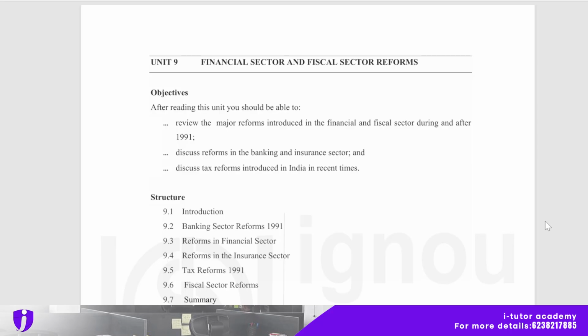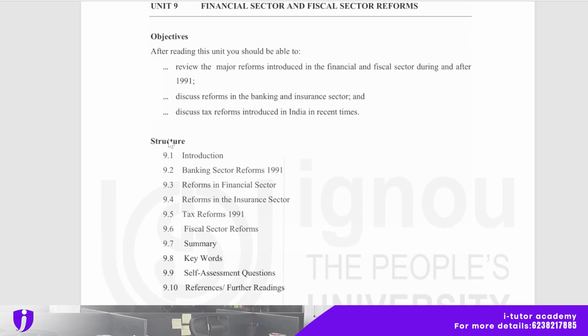In today's session, we will start with Unit 9, that is Financial Sector and Fiscal Sector Reforms. So objectives of this chapter are, after reading this unit, you should be able to review the major reforms introduced in the financial and fiscal sector during and after 1991. Also discuss the reforms in the banking and insurance sector and discuss tax reforms introduced in India in recent times.